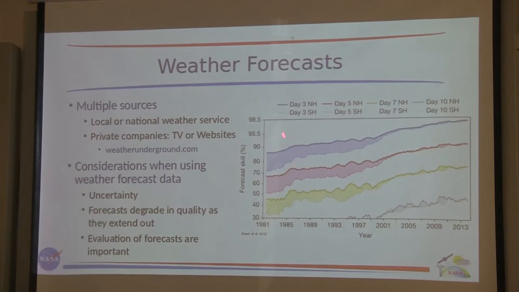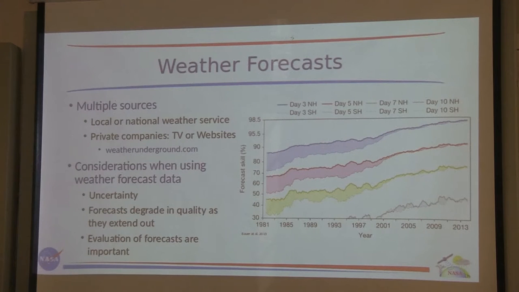Now, the different colors represent how far into the future they are. So the day three, this blue is the day three forecast. And you see its skill is much better than, say, the day seven forecast, and a lot better than, say, the day 10 forecast. So like I said, if you're going to use forecast data for your prediction of maybe a particular disease, you have to think about how far in the future you want to go. If you want to go 10 days out, you're really seeing about 40% skill level. So it's very uncertain if you're going to try to use this data into the future.